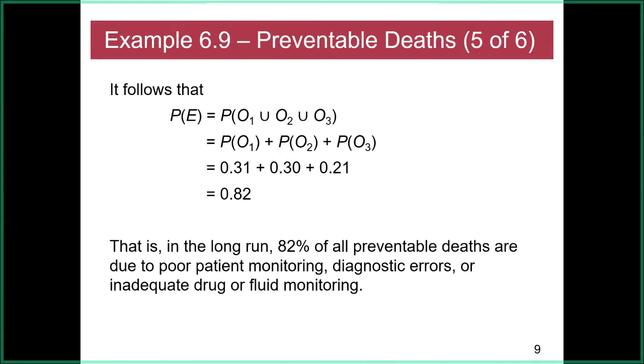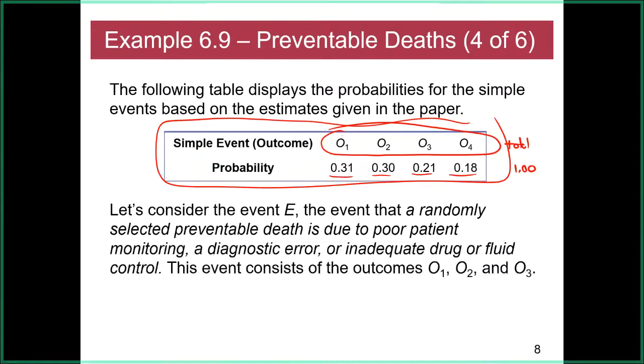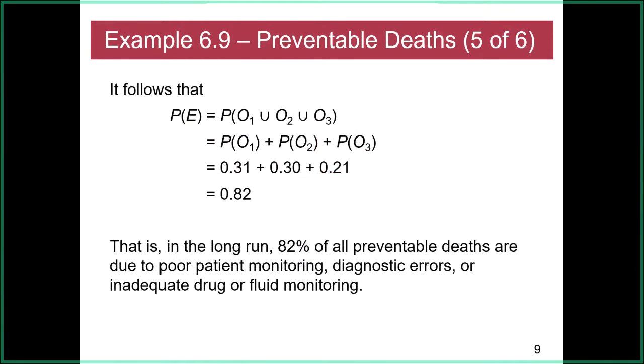Now it follows, let E be the event that a randomly selected preventable death is due to poor patient monitoring, diagnostic error, or inadequate drug or fluid management. So that means any of those first three. We could just add up those probabilities. The notation would be O1 union with O2, union with O3. Any one of those three. Or we could write it out in words as O1 or O2 or O3. Since they are mutually exclusive here, you can't die from two different causes.